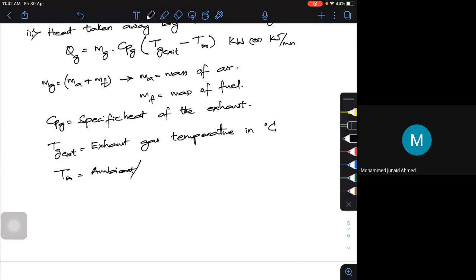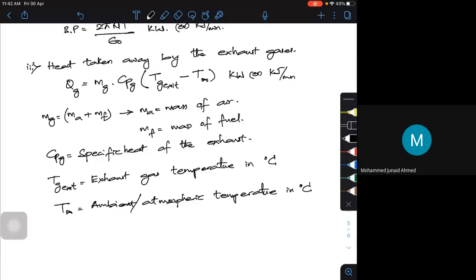Atmospheric temperature in degrees Celsius. Why do we have to consider this? Because the exhaust gases are released into the atmosphere, so we take T infinity as the ambient temperature. T gas is the temperature of the exhaust gases or burnt gases coming out of the engine, measured using an exhaust gas thermometer. Suppose this is for an SI engine.